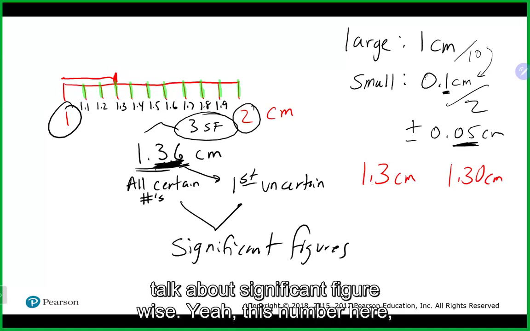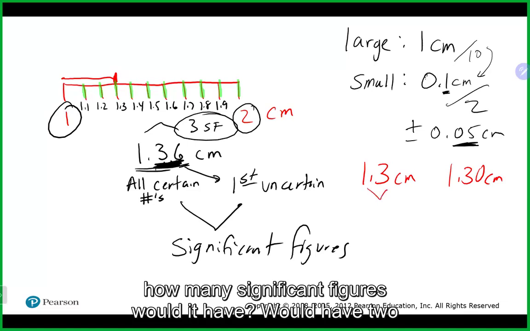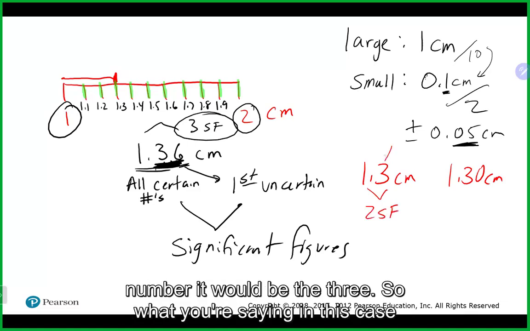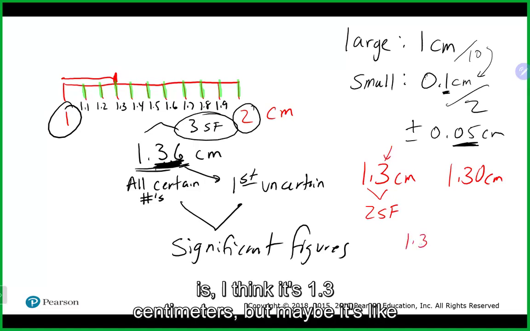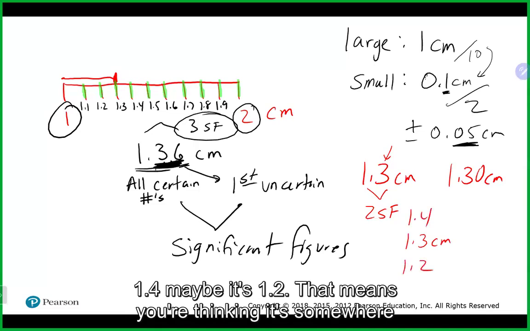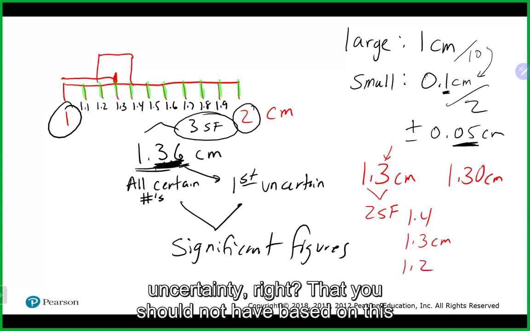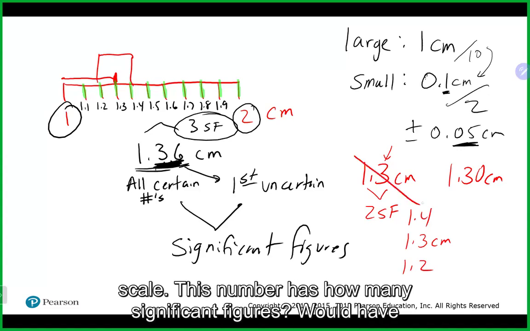This number here, how many significant figures would it have? It would have 2 significant figures. The uncertain number would be which number? It would be the 3. So what you're saying in this case is I think it's 1.3 centimeters, but maybe it's 1.4, maybe it's 1.2. That means you're thinking it's somewhere in that area. Is that anywhere near reasonable? That is a lot of uncertainty, right? That you should not have based on this scale.